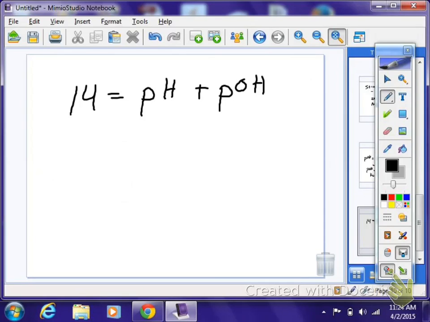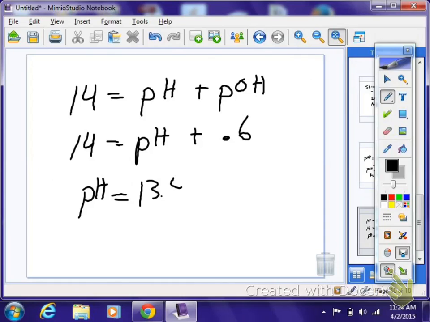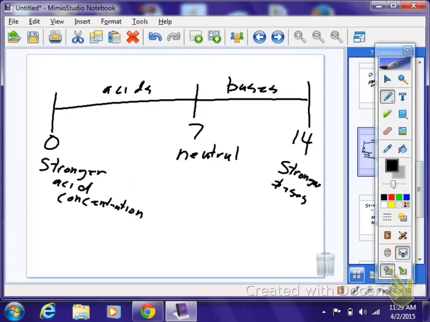So let's say we want to find the pH of that solution that we broke apart. Okay, that NaOH we broke apart? So then 14 equals the pH plus 0.6, right? So then what's the pH equal to? 14 minus 0.6, which would be 13.4 on our pH scale. Okay? So when we look at our pH scale that we have, there it is, up here, 13.4.